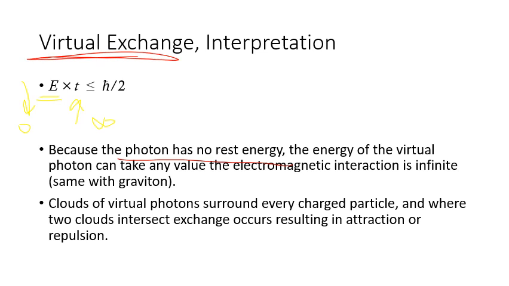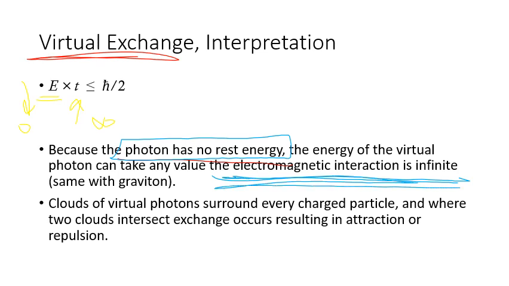Now, the time is how long it takes for the particle to be exchanged. If the time can go up to infinity, that means the distances over which the electromagnetic interaction can take place are infinite. So because there's no lower limit on the energy of a photon, the electromagnetic interaction is infinite. And that's the same for gravitons as well.